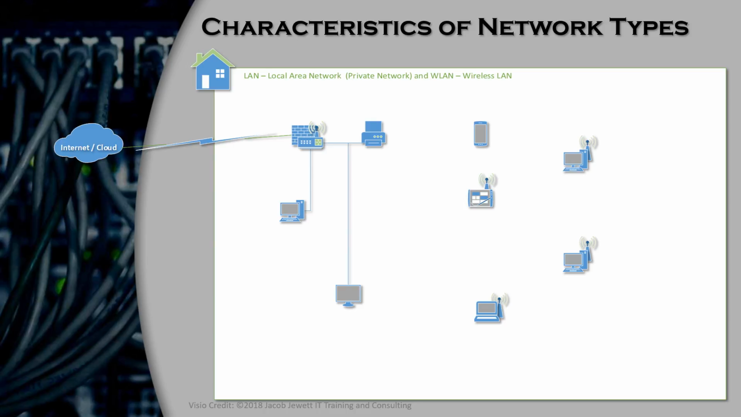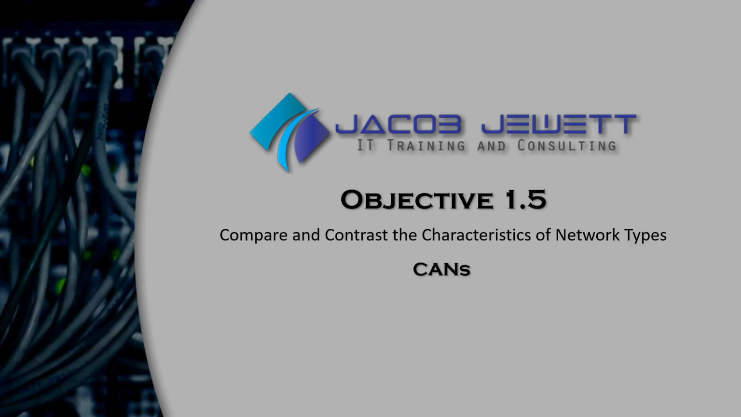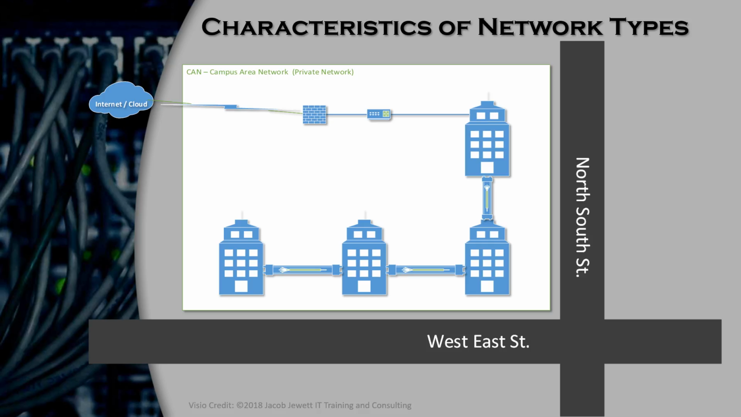So the next one that we'll have is a CAN, or Campus Area Network. They've also changed this to a corporate area network, as not to confuse people. But the way I'm trying to lay this out is from what they actually test you for, and you're going to get a lot of questions on. So what we've done is we've gone from one building or one LAN to multiple buildings, and multiple LANs.